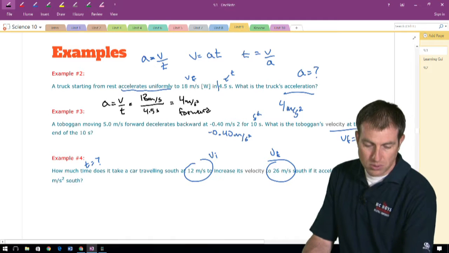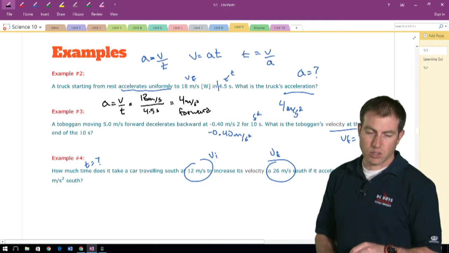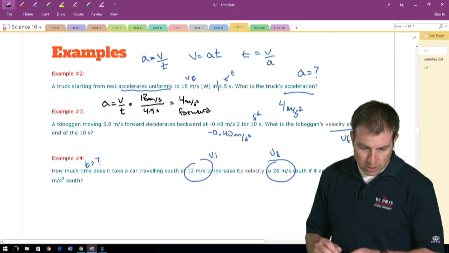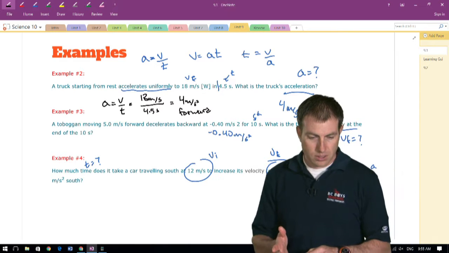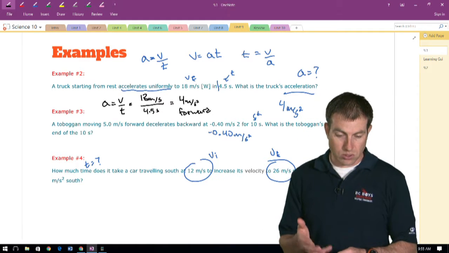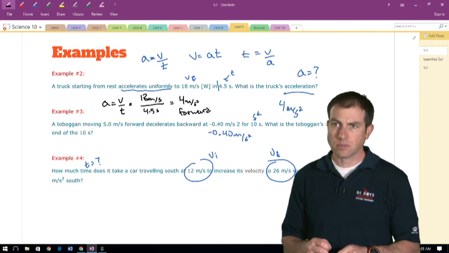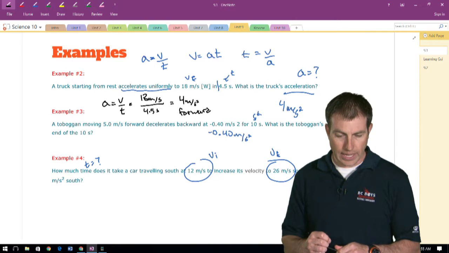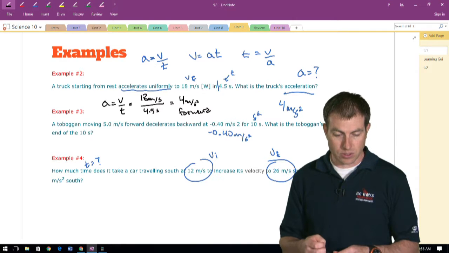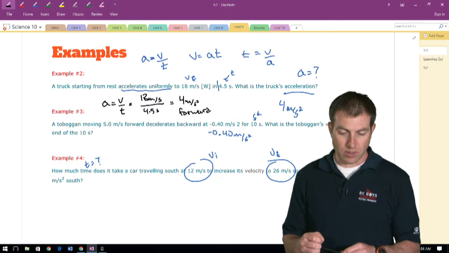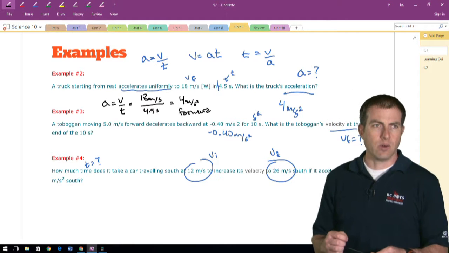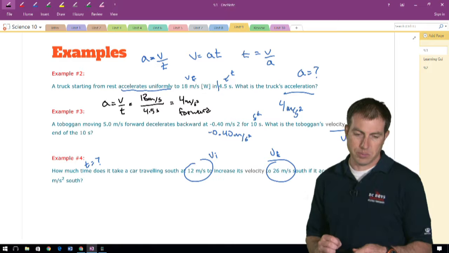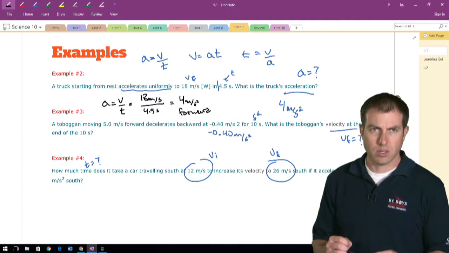All right, example numero 3. Toboggan moving 5, has a negative acceleration, so it's slowing down. And it takes 10 seconds for it to slow down. And what's the final velocity going to be? Anyone feeling brave there? That's a little bit more of a difficult question, but I think you guys could probably handle it.